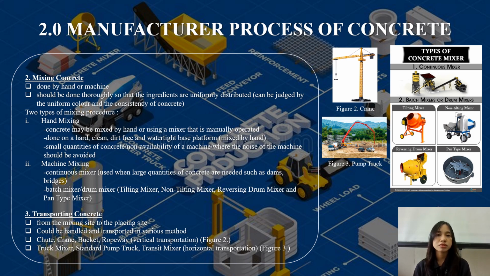There are two types of mixing concrete we can follow. The first one is hand mixing. The concrete may be mixed by hand or using a mixer that is manually operated. It needs to be done on a hard, clean, dirt-free, and watertight platform. And the second type is machine mixing. There are two types of mixer, which are the continuous mixer and the batch mixer.